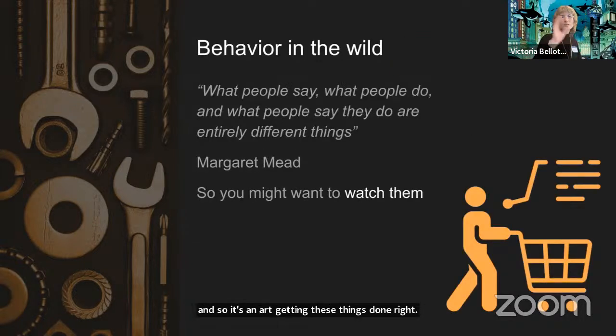Behavior in the wild, observing people. You might actually want to go out there and watch them or intercept them on the streets or whatever. There's this famous quote from Margaret Mead: what people say, what people do, and what people say they do are entirely different things. They're not entirely different. You can ask people questions about some things, but you have to have the knowledge to know which questions you can and can't ask, where you're likely to get a more or less reliable answer. There are all sorts of reasons why people will try to impress you or be agreeable.